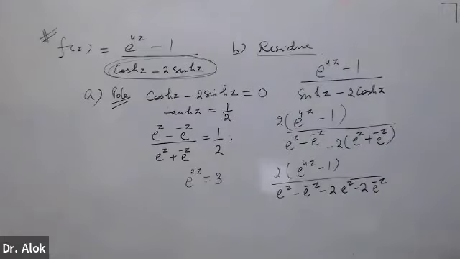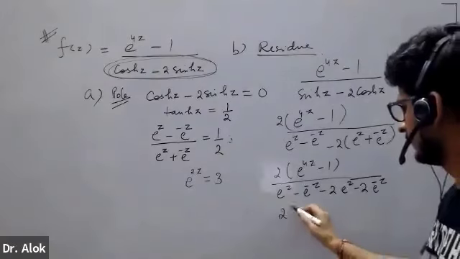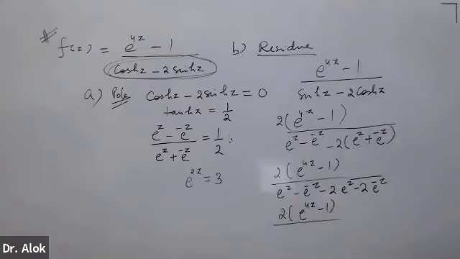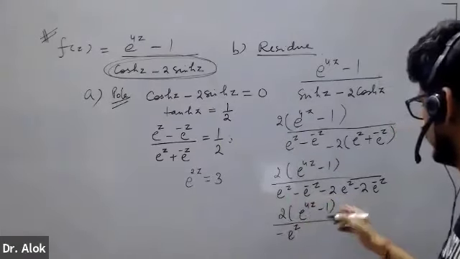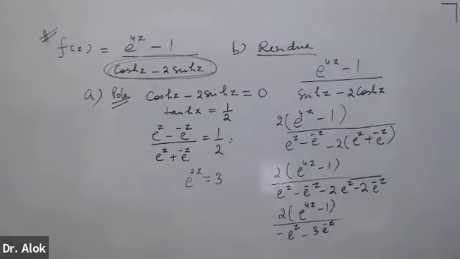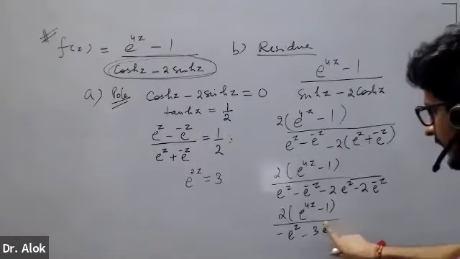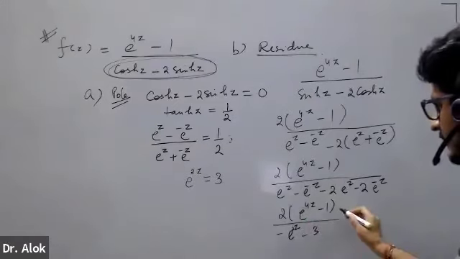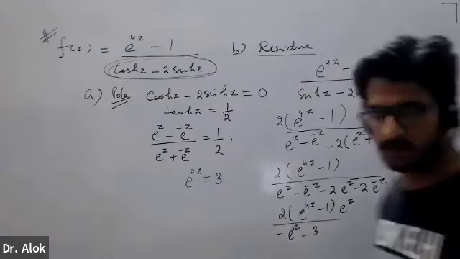It will become 2 times e to the power 4z minus 1 upon what it will become? Minus e to the power z minus 3 e to the power minus z. Yes? And if you write it properly, it will come like this. Here it will become 2z, and e to the power z will come here. Please see this. I hope no mistake was made.